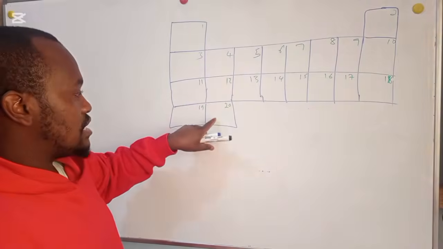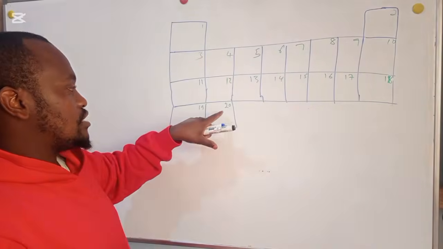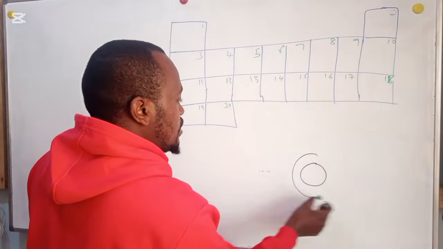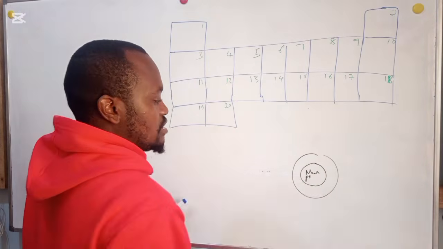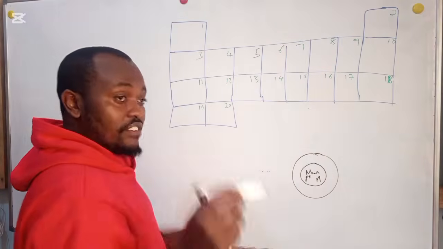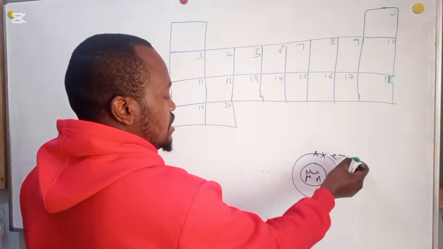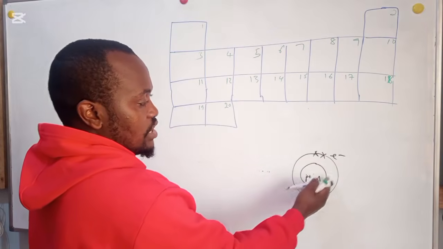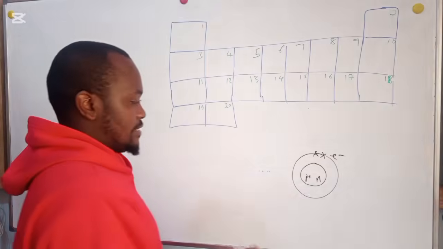For example, the element that belongs here has 20 protons in its nucleus, and remember, the atom looks like this. So here you have the nucleus, where you have the protons that are positively charged, and you have neutrons that do not have a charge. And then here you have electrons that are negatively charged. So we say the nucleus has protons and neutrons, while the electrons surround the nucleus.